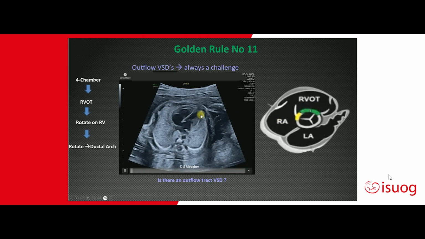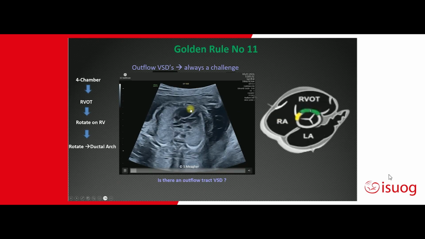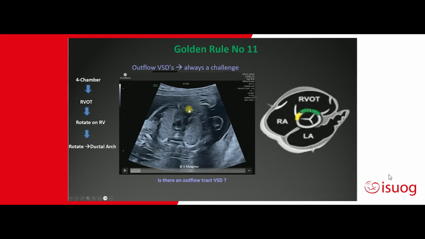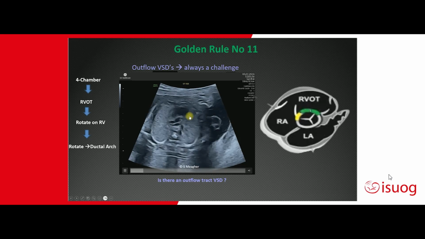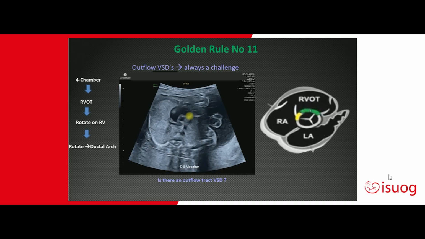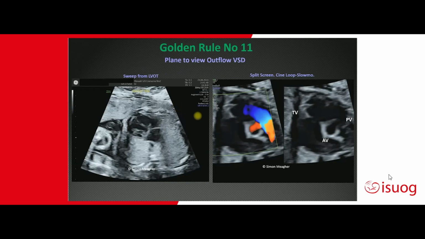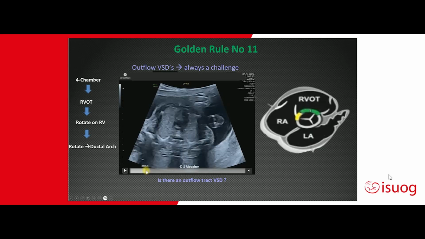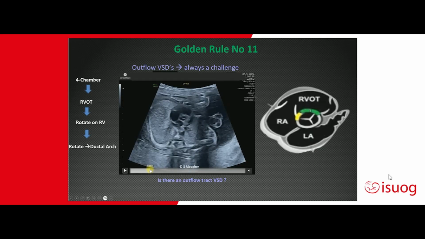So you take a 4-chamber view of the heart, you sweep to the right ventricular outflow tract, you have your pulmonary artery and the free wall of the right ventricle, then you rotate the transducer until you get to the ductal arch. Now, if you look at this image, at this point here, you have your Mercedes-Benz sign here, and this is your tricuspid valve and your pulmonary valve. This is the point which you want to catch just here. And it's here that you're going to be looking for your outlet VSDs.